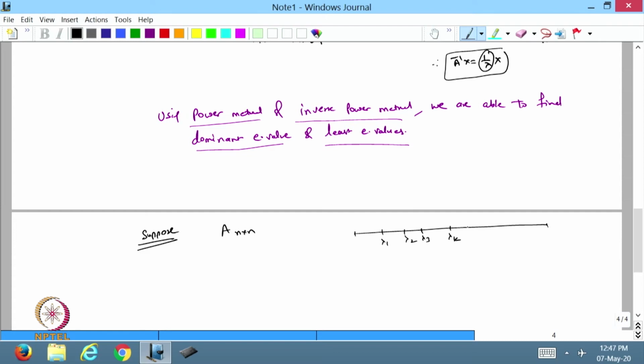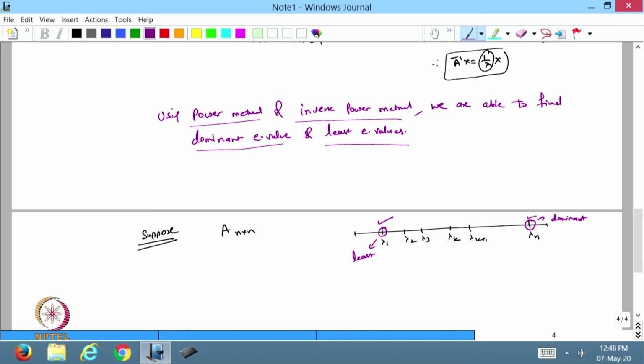Lambda k plus 1 to lambda n. So, suppose I have these eigenvalues. Now, using the power method, I am able to find the least value and the highest value. So, this is my least and this is the dominant. So, I am able to find this and this.